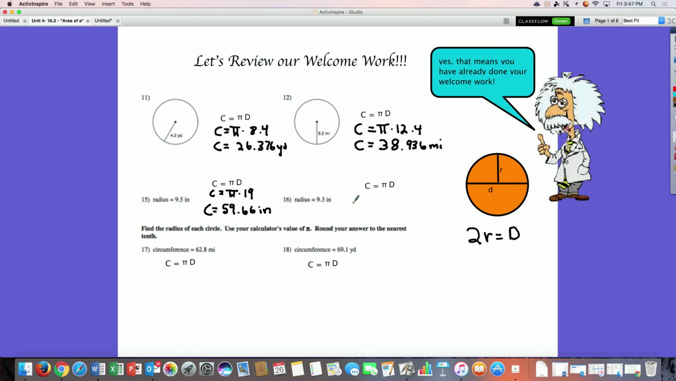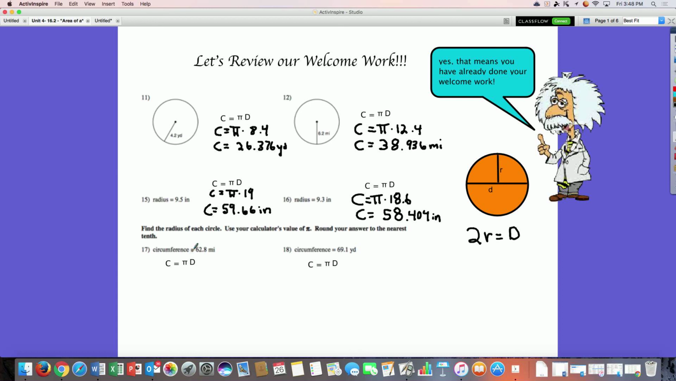Number 16. Again, C equals pi, 3.14, times, they give you the radius. Remember, you got to double that, so it's 18.6. Type that in my calculator. I get 58.404 inches.